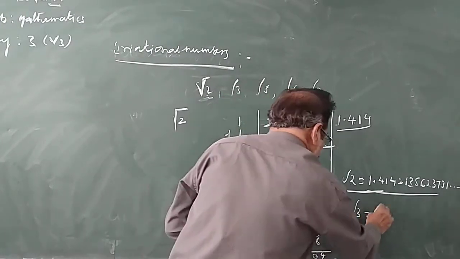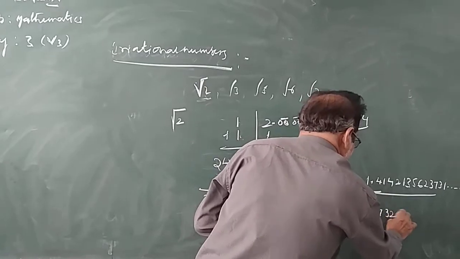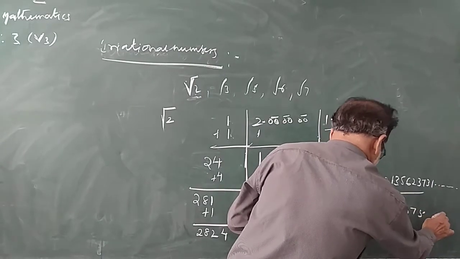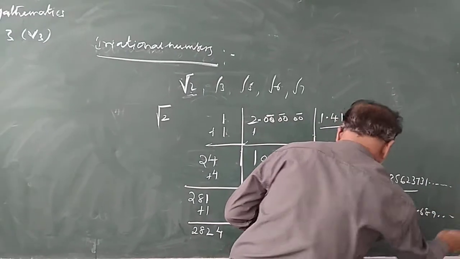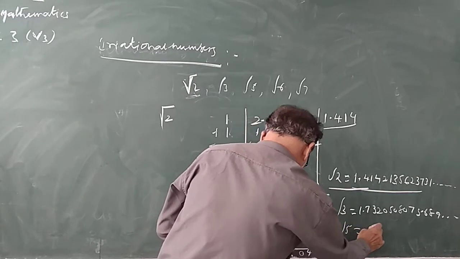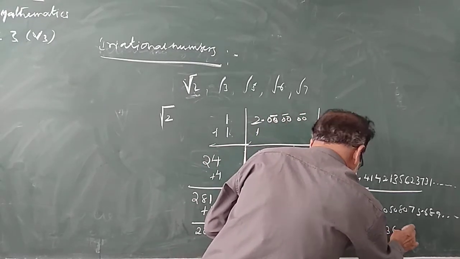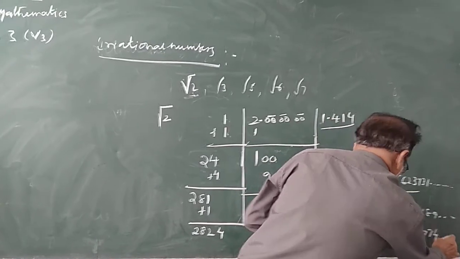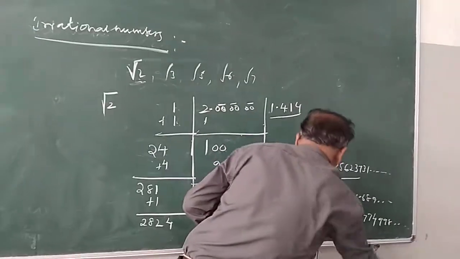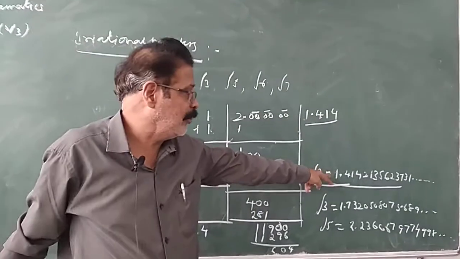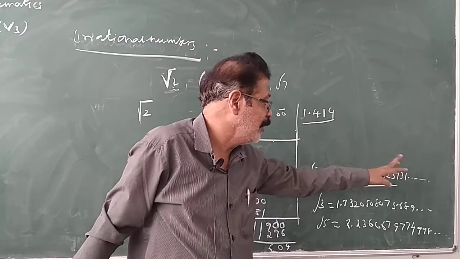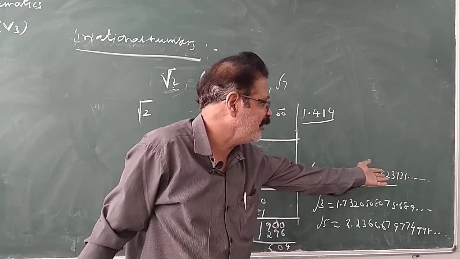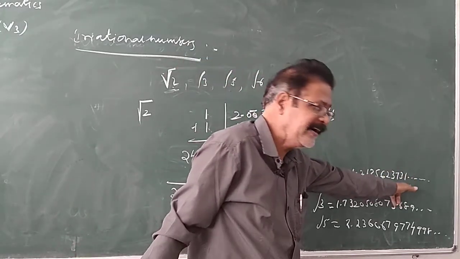Root 3 is equal to 1.7320508075689689 and so on. Root 5 also. Root 5 is equal to 2.2360679774998. Expansion of root 2 is 1.4142135662. Because this is not terminating. Why is it not terminating? The division is not stopping. The quotient keeps going. It is endless. That is why it is not terminating.